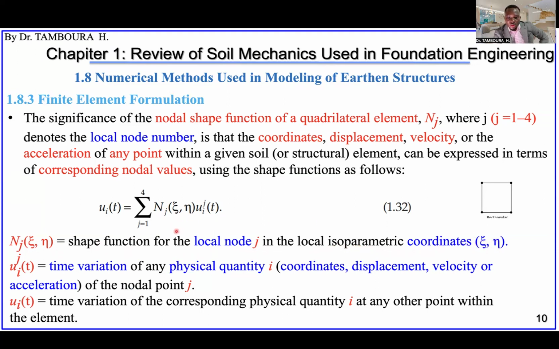So that is to say, this is just the shape function for a given node, for example, 1 here or 2, it doesn't matter. It is the shape function for a local node in the local isoparametric coordinate. Okay.